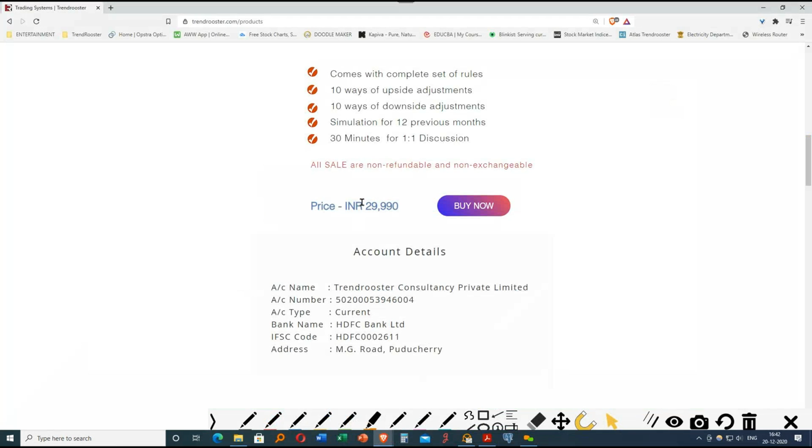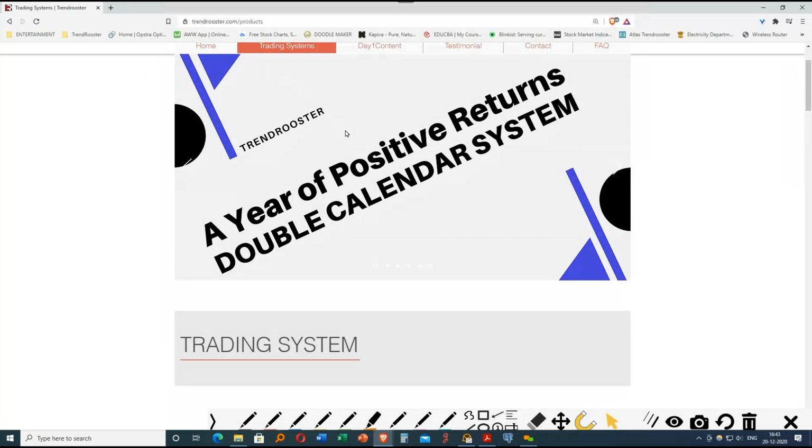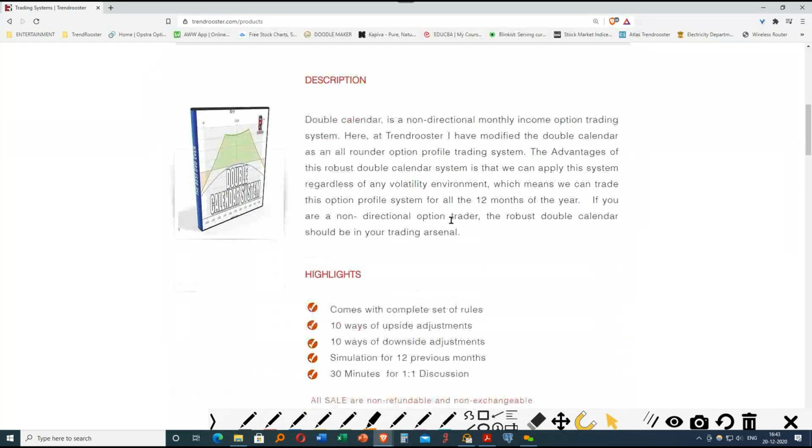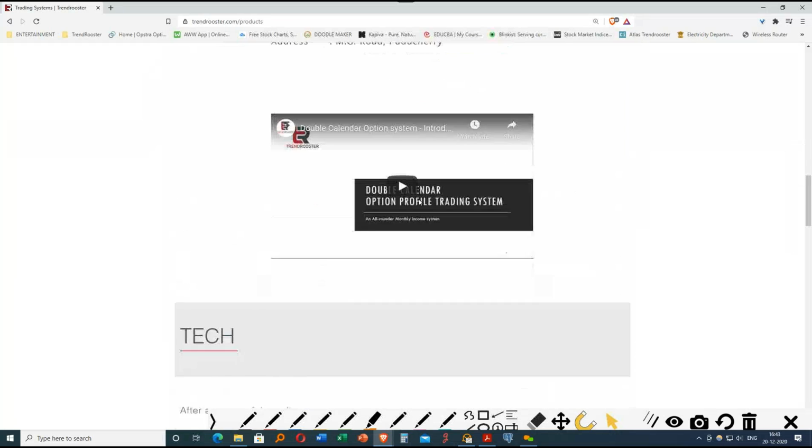The one-time payment is 30K, so that you are part of the Telegram room, the private live room, everything. Is there any software? As long as you have an Option Oracle or Opstra subscription, you don't need any extra subscription. You only need option modeling software. So the price is 30K.